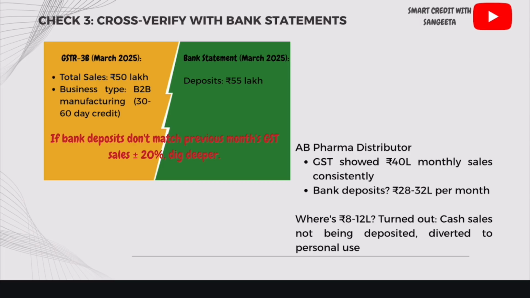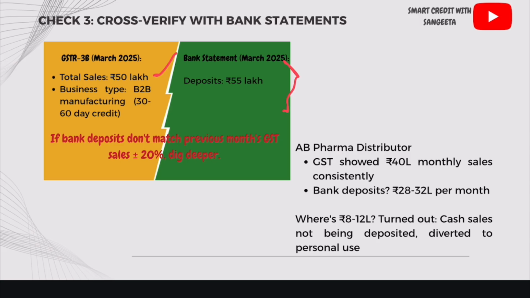Now check number 3, cross verify with the bank statement. This is where maximum frauds get caught, right? So let's take an example. In March someone filed a GST return of 50 lakh, and his business type is B2B, business to business. This is a manufacturing unit, and they get approximately 30 to 60 days credit, but in the bank statement they show a 55 lakh deposit.